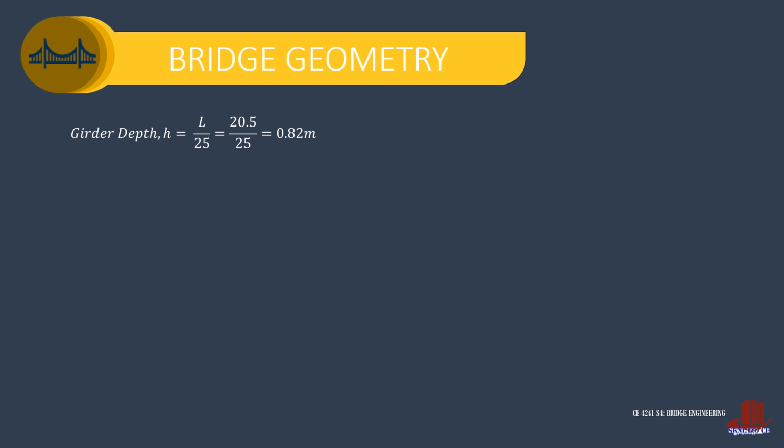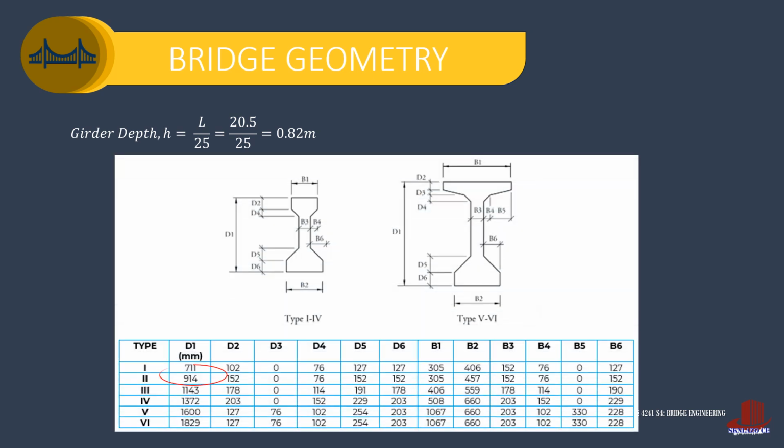For the proportion of girder depth, check the I girders from AASHTO. 820 millimeters is closest to 914, the depth of type 2, so we use this girder. This concludes the bridge geometry.